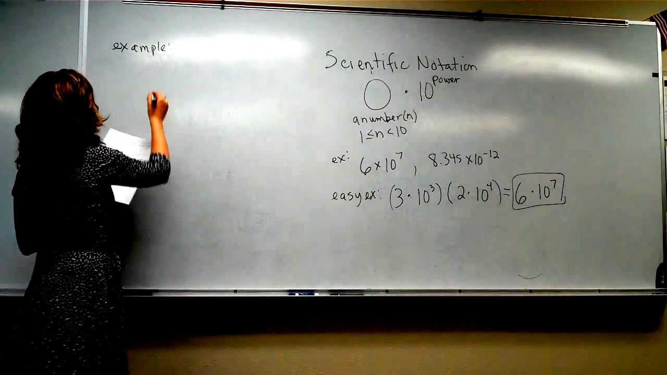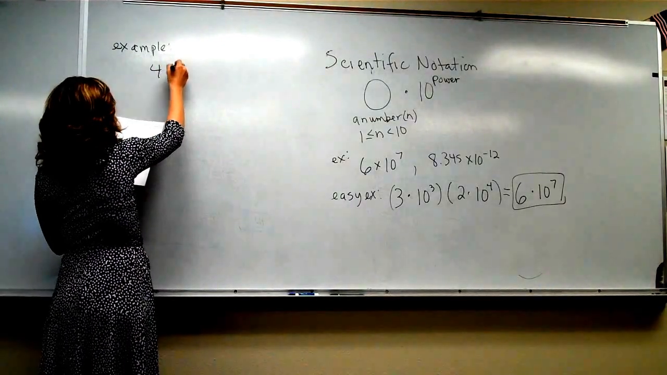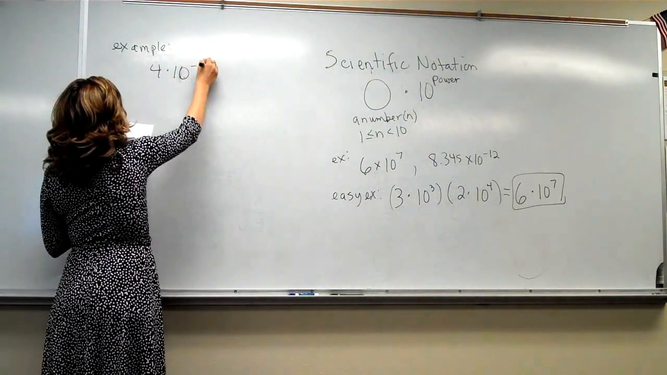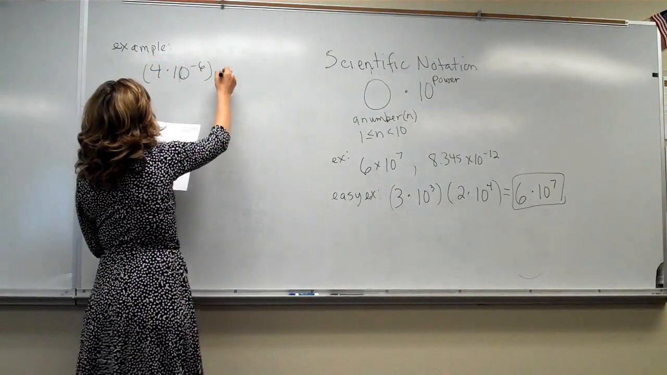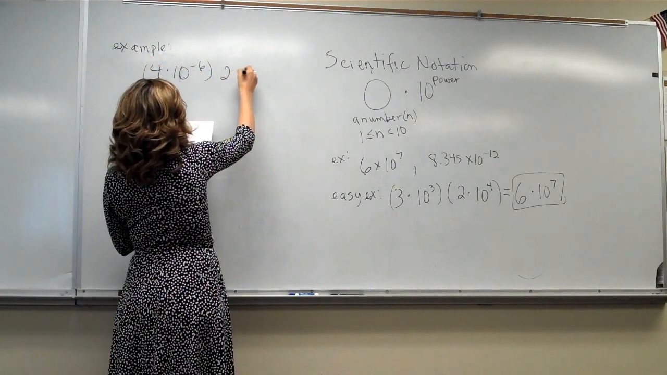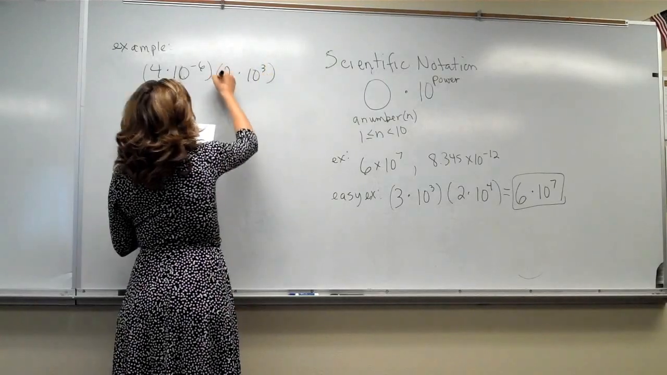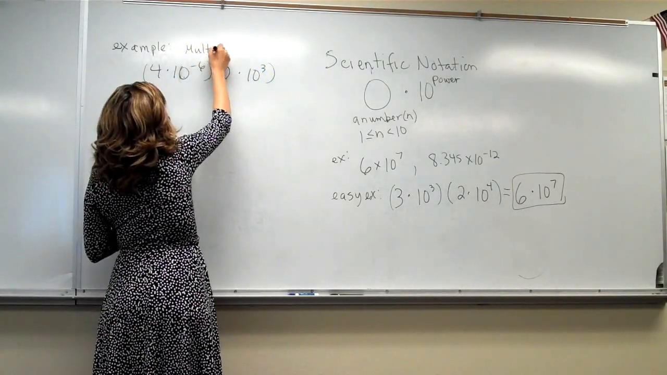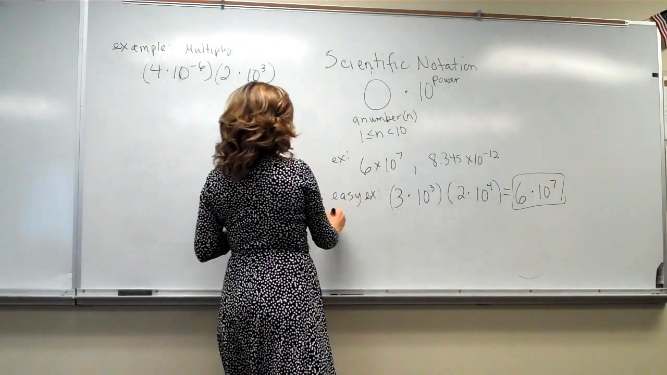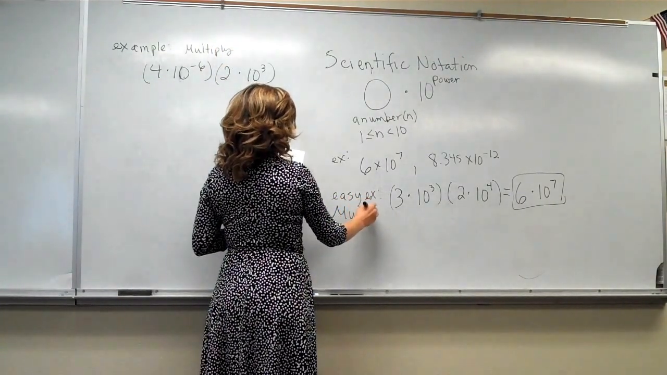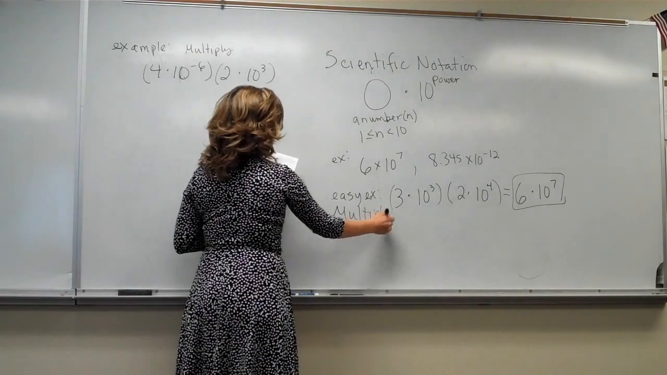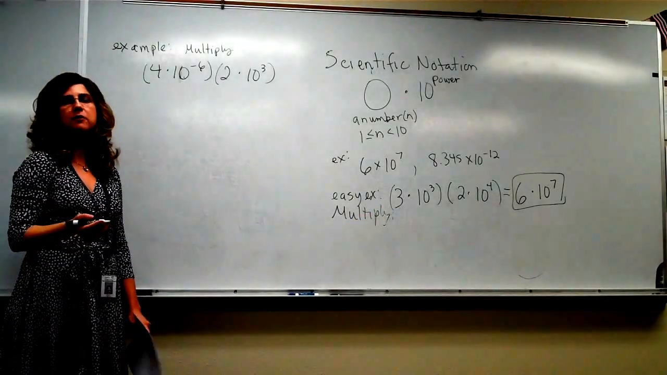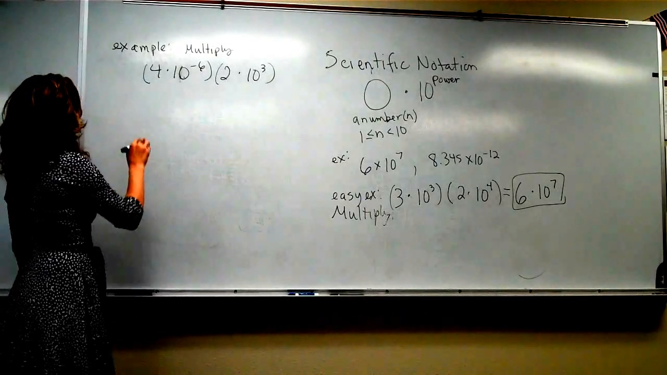Let's look at a little bit harder example. So we have 4 times 10 to the minus 6. And we'd like to multiply that by 2 times 10 to the 3rd. And this might say something like multiply, right? This is something like multiply. It's always good to read the directions. Sometimes you can't figure out what to do without reading them, but it's not 100% of the time.